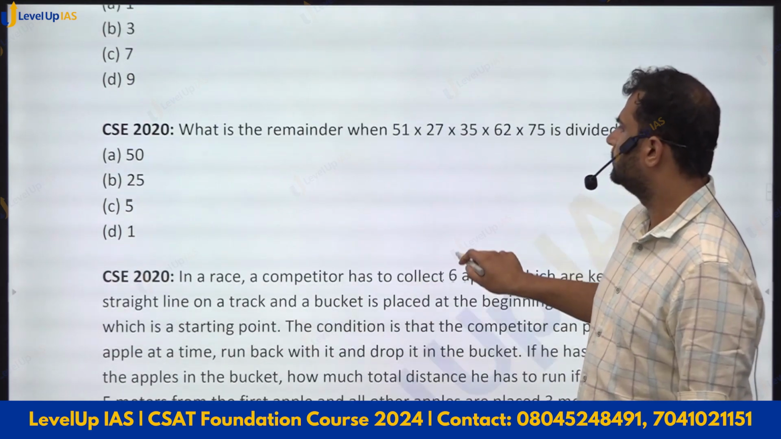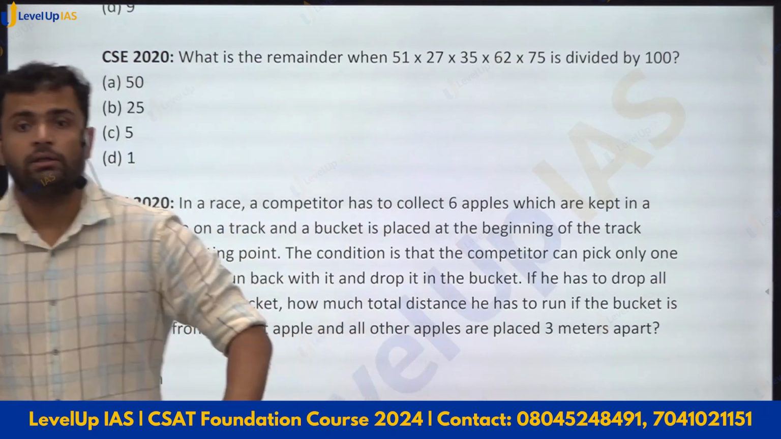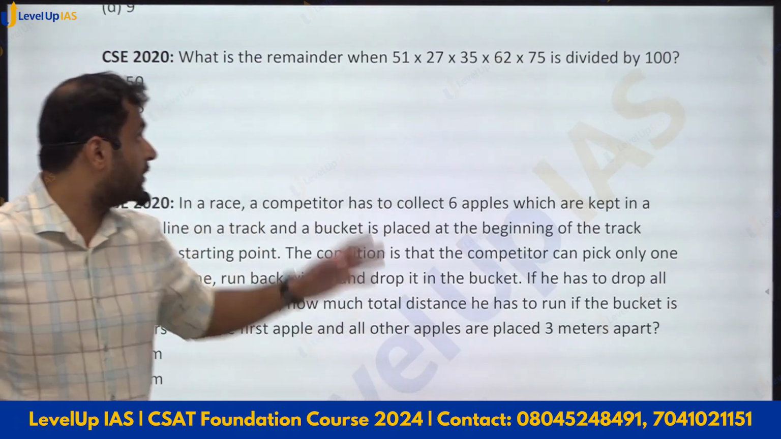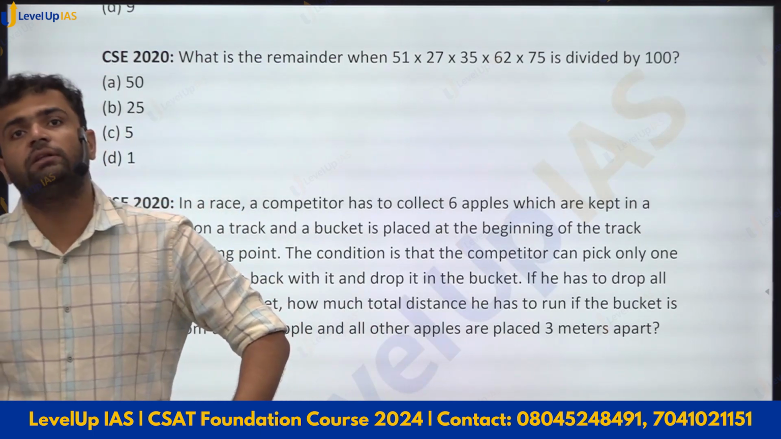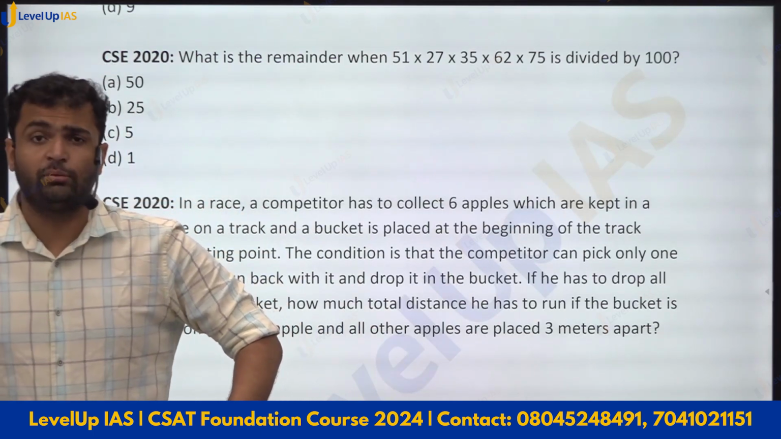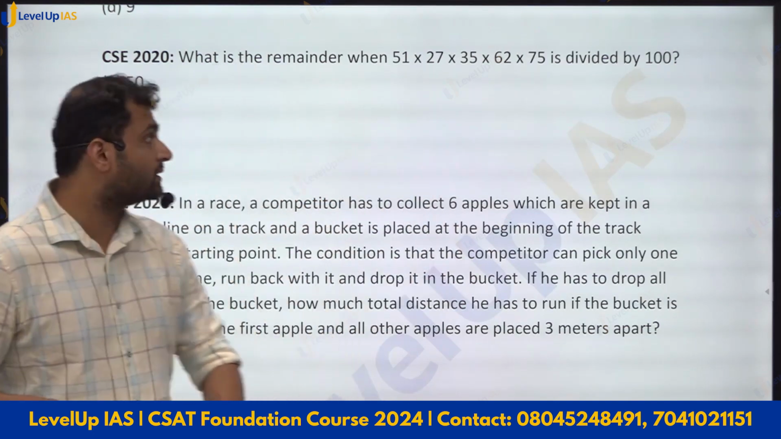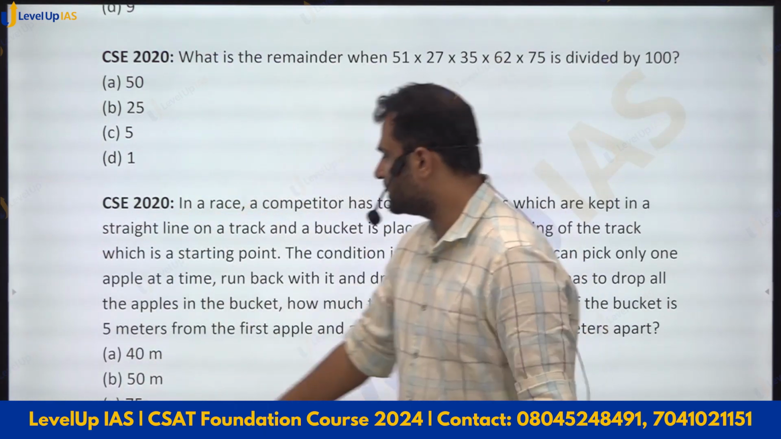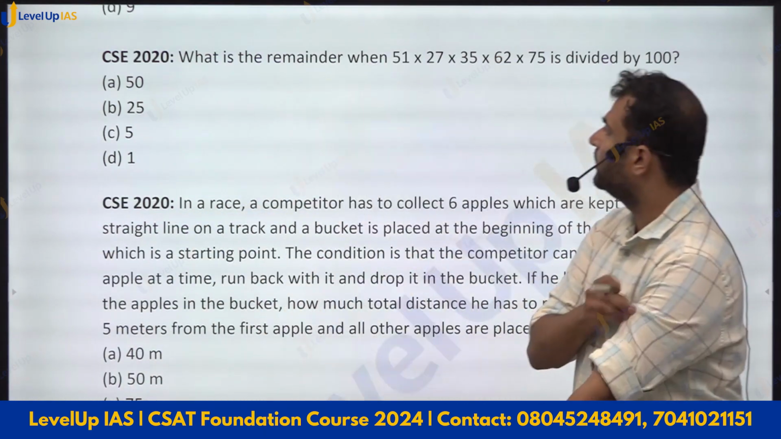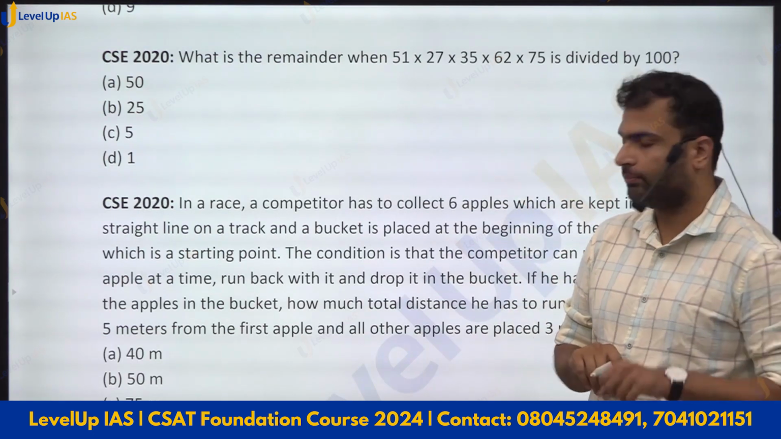Again, this is the question I was talking about, that almost always this kind of multiplication, when divided by 100 or 10 or any other number, 90% of the times the answer is 0. But this is those 10% where the answer is not 0, because 0 is not even in the options. The question is, what is the remainder when this particular quantity is divided by 100?